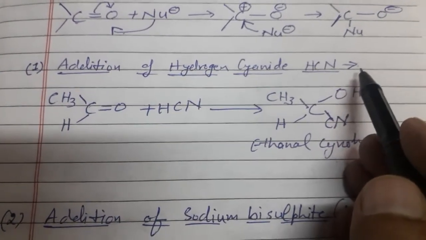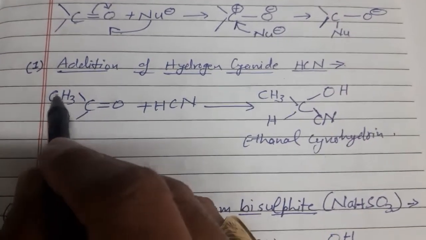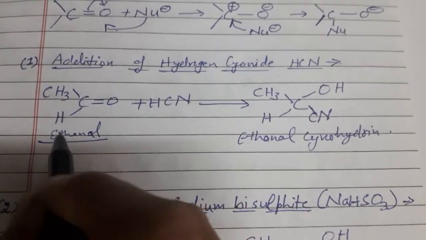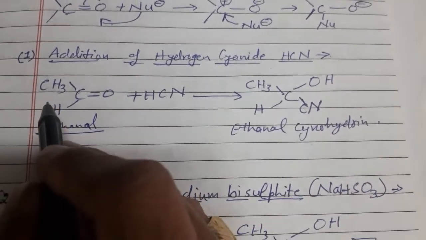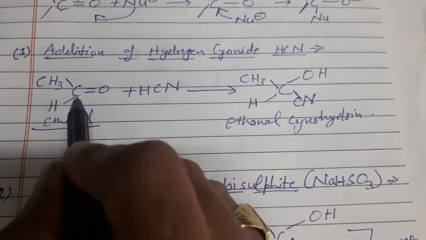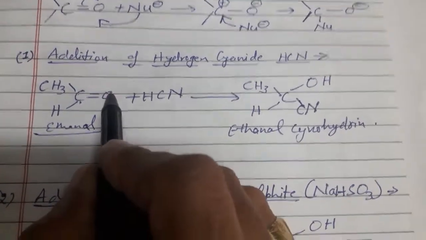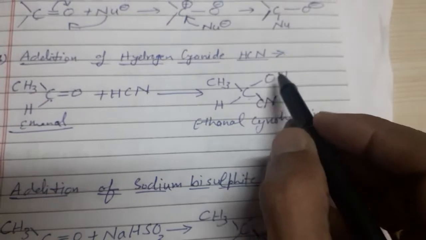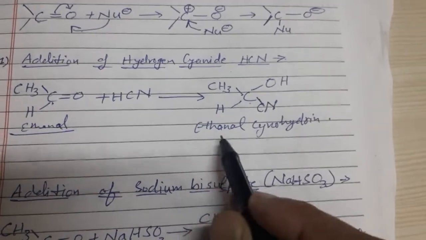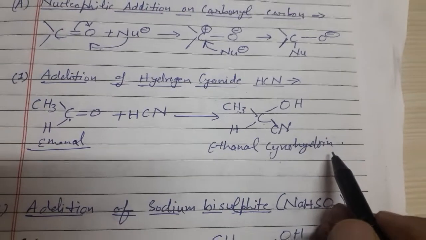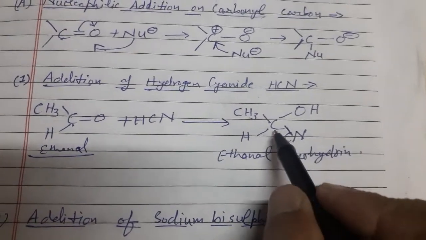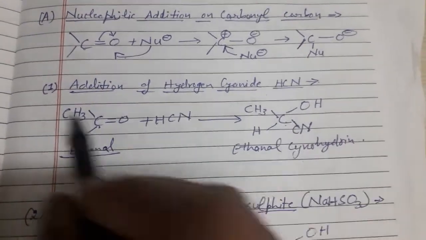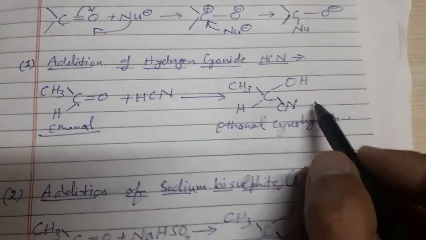Addition of HCN on carbonyl carbon. The example of this is, let us take this compound, acetaldehyde. So when HCN is added to acetaldehyde, what happens? The CN group gets added to carbon and H gets added to O, giving rise to this kind of product called acetaldehyde cyanohydrin. What are cyanohydrins? These are compounds which contain cyanide and OH group attached to the same carbon. So addition of HCN on aldehyde and ketone gives cyanohydrin.